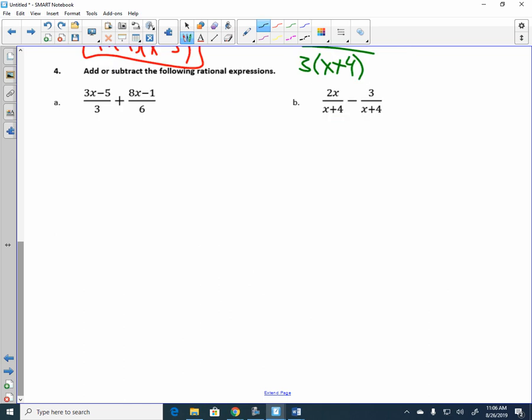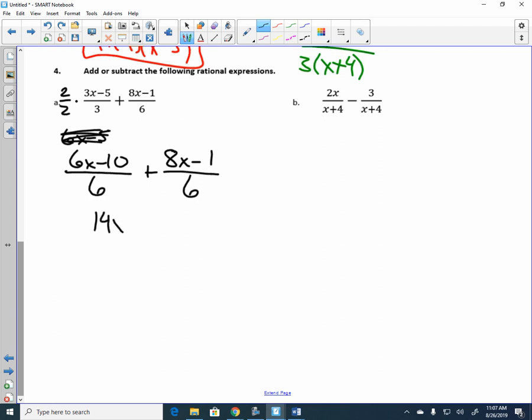If I'm going to add or subtract rational expressions, what do I have to have? Okay, so what's the common denominator here? So I multiply top and bottom by 2. 6x minus 5, I'm sorry, 6x minus 10 over 6 plus 8x minus 1 over 6. And now just combine like terms. 14x minus 11 over 6.